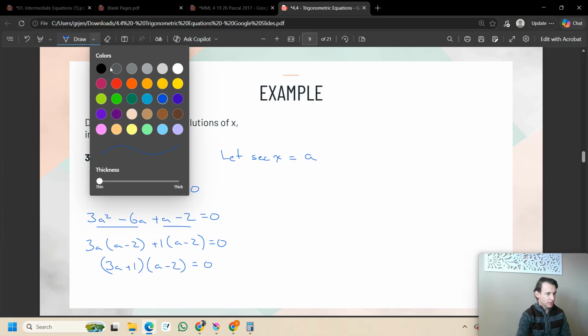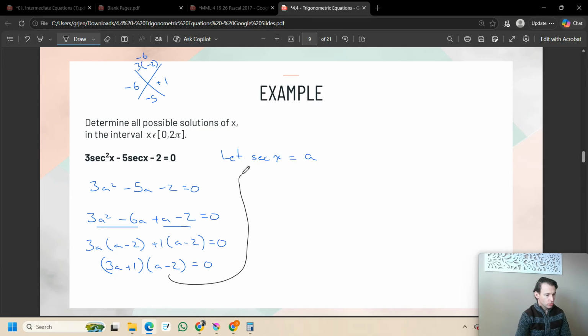So let's solve this one in black. a minus 2 equals 0, so that means a equals 2. So that means secant of x equals 2. Cool. All right. And then how about this one? 3a plus 1 equals 0. 3a equals minus 1, and a equals minus 1/3. So that tells me that secant of x equals minus 1/3.